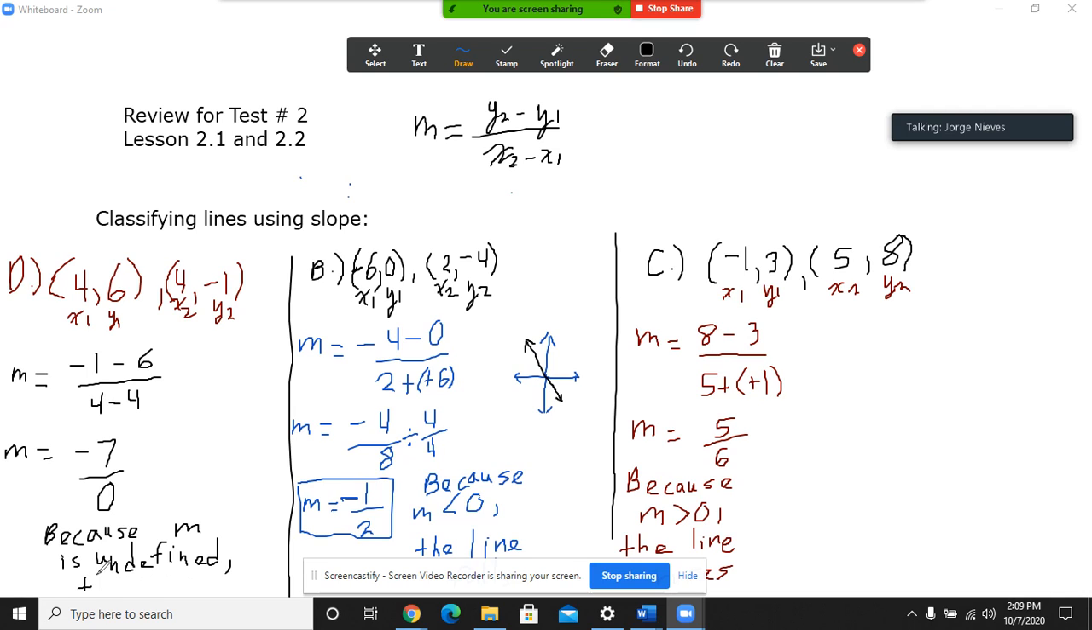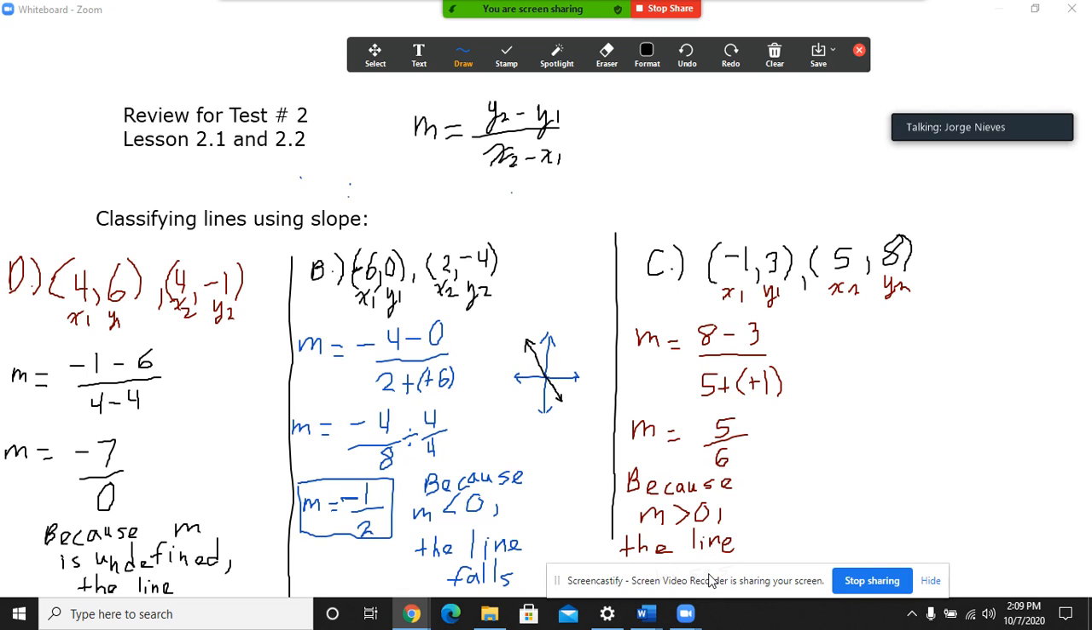Okay? So far we have seen our horizontal line, que es cuando el slope es 0. Vimos una creciente, que es cuando el slope es mayor que 0. When we see a falling line, is when the slope is less than 0, ¿verdad? M is less than 0. And the last case is when m is undefined, the line is going to be vertical.